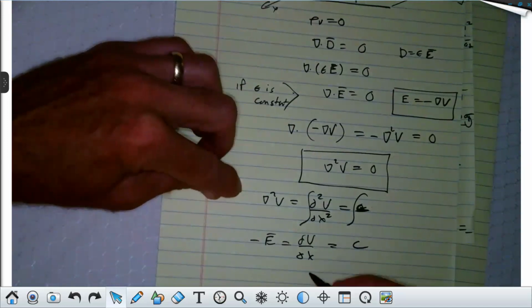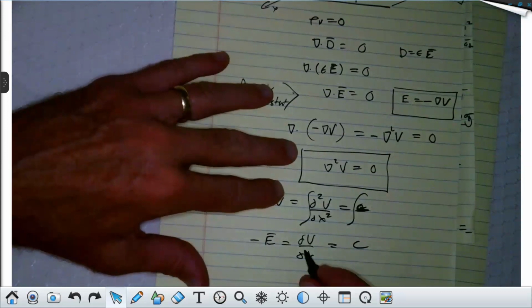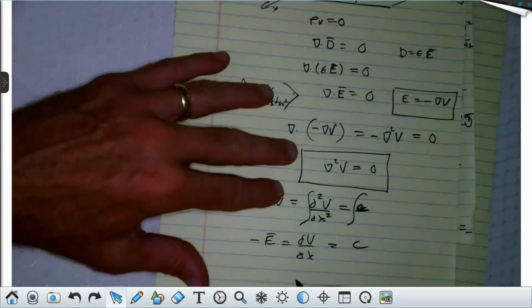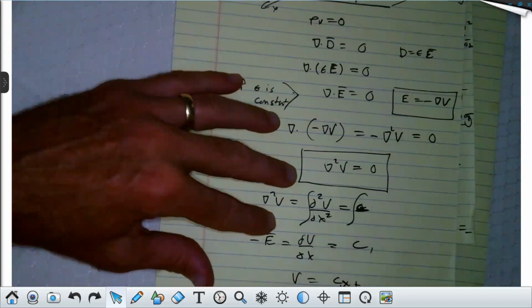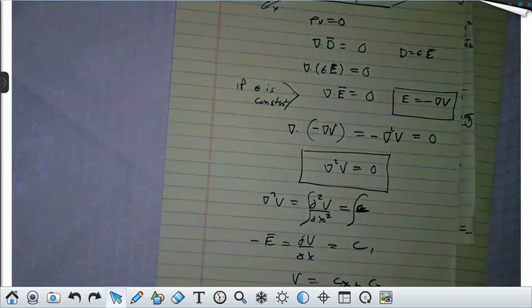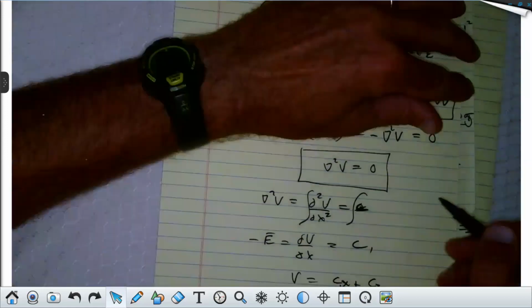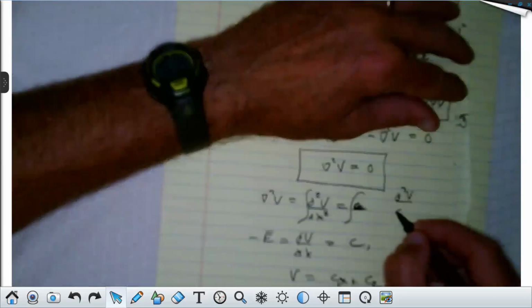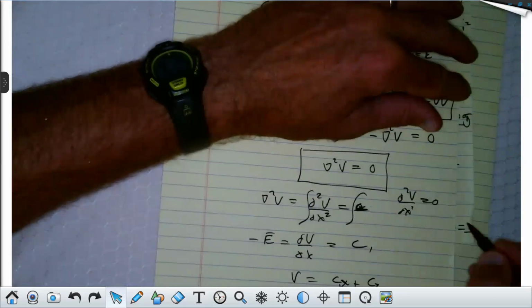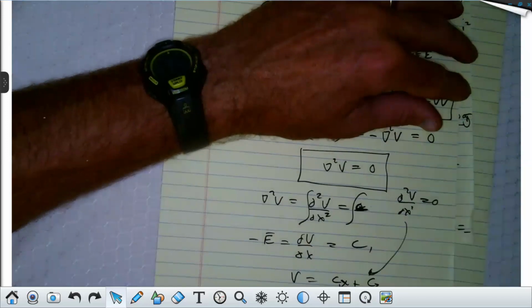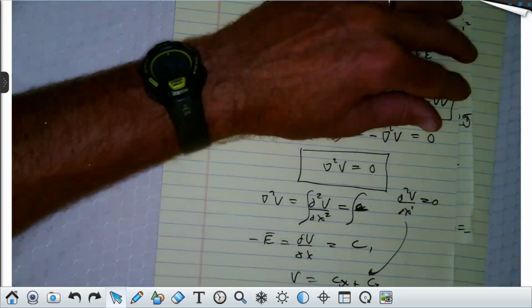Then I take another integration of this, and now I get V equal to c x, call it c1 x plus c2. So I started with this differential equation, the second derivative of V with respect to x squared equal to 0, and after two integrations, I get this. Now those constants are arbitrary, correct? And then you have to evaluate the constants.